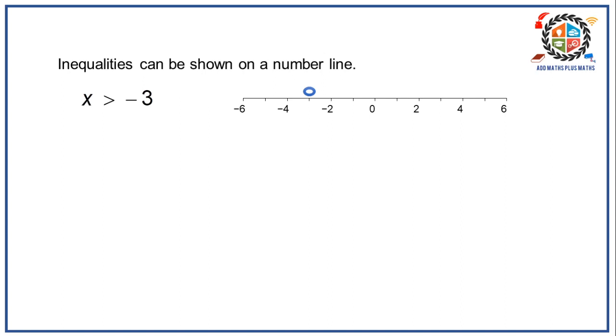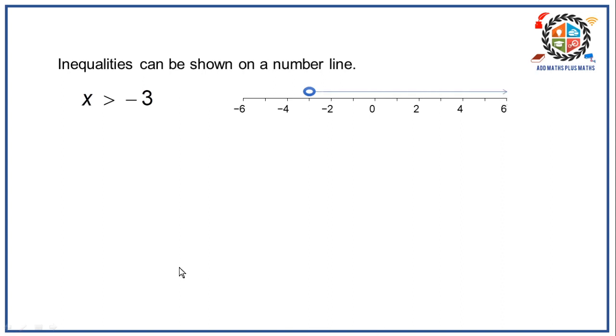But it says greater than -3, so I will include everything on the right of -3. If it says less than -3, I will include everything on the left of -3. So how will I show it's greater than -3? I will put an arrow on the right. It's not supposed to be just a line segment, but an arrow, because it continuously goes to the right of -3.